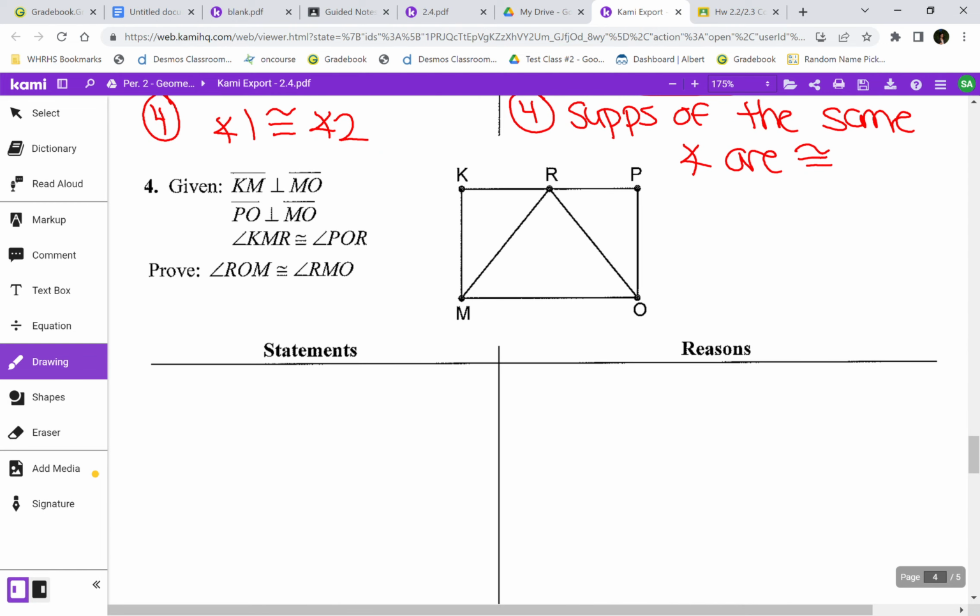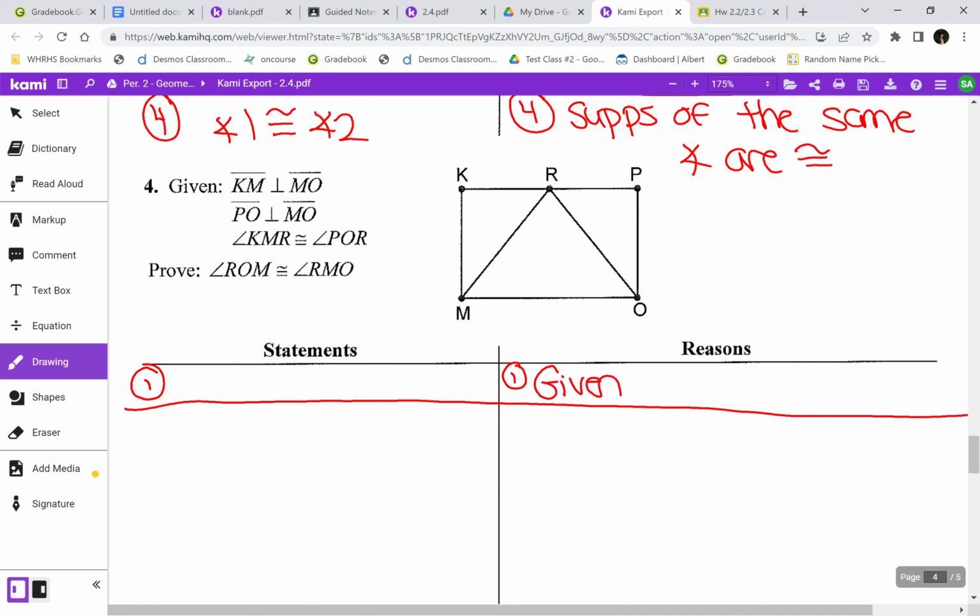All right, this is going to be another lengthy proof. I'm not going to write out the given right now to save time, but on a test, would you have to write out the given? Yes. All right, let's go through the given and make some conclusions.